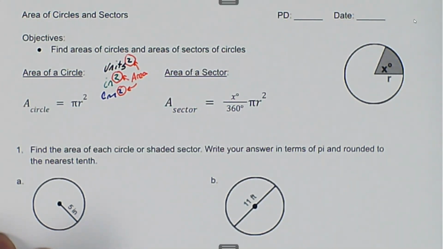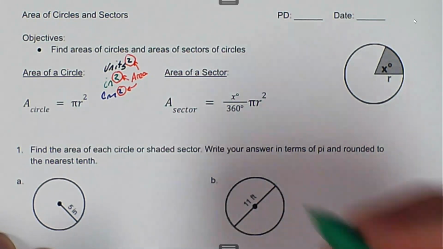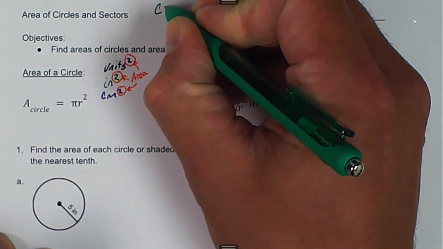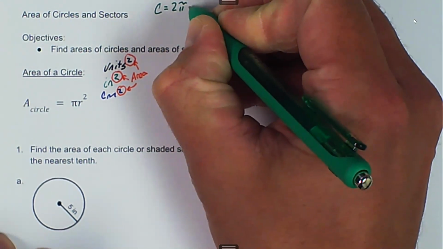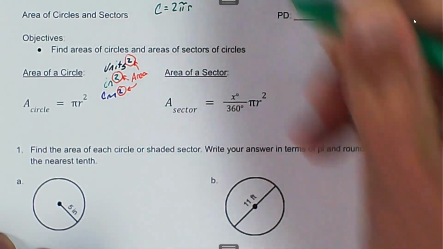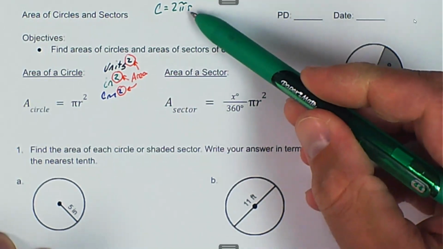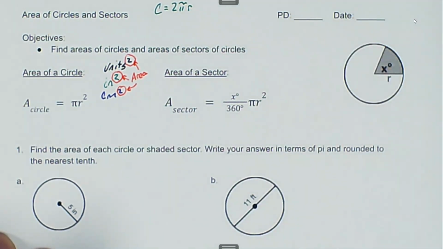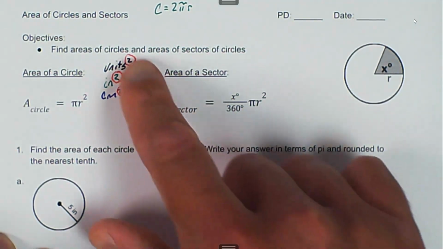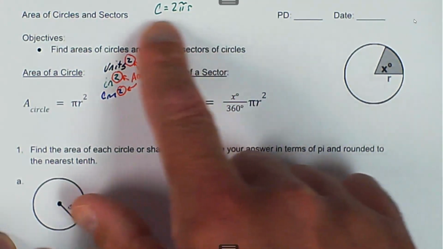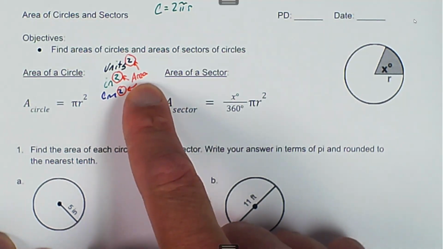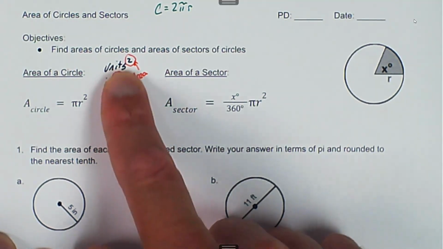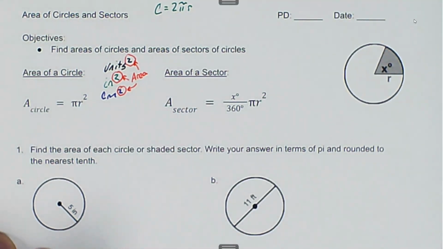An example of that would be circumference. Circumference is equal to 2 pi r. And in this case, we're only multiplying by one unit. This would be measured in inches, units, or centimeters without the square. So that means we're talking about linear. Circumference is measured in linear. Area, we're talking about square units when we get done with our answers.